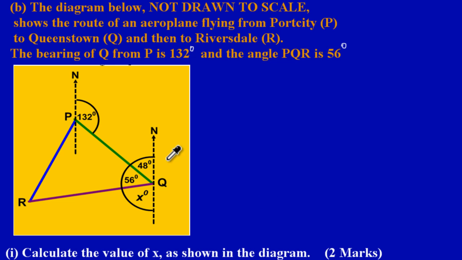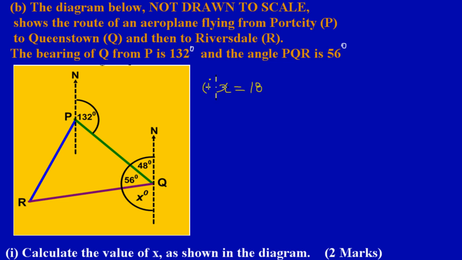Now this is easy. If you notice at the north line we have the angle NQP, which is 48 here. Then we have the angle PQR, which is 56 here, and then we have X on the outside. So in calculating that angle, it's pretty easy. We could say this is angles on a straight line, so X must be equal to 180.